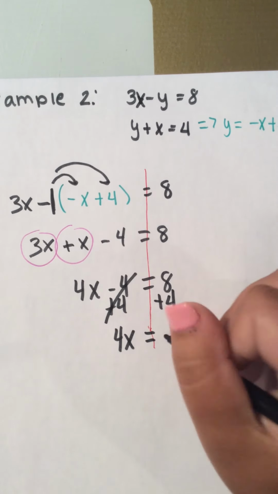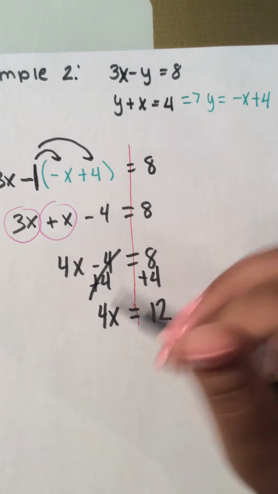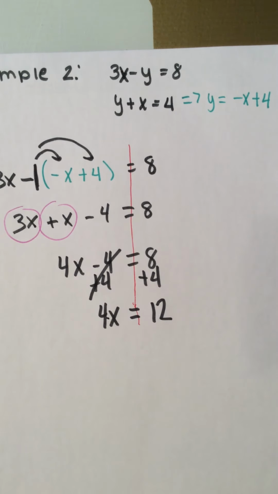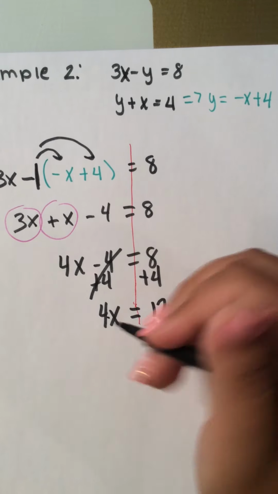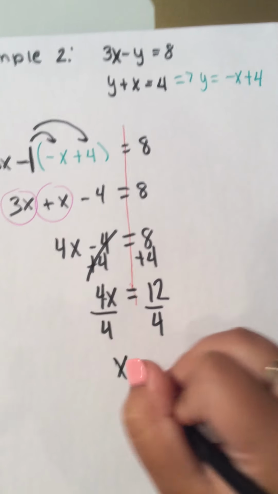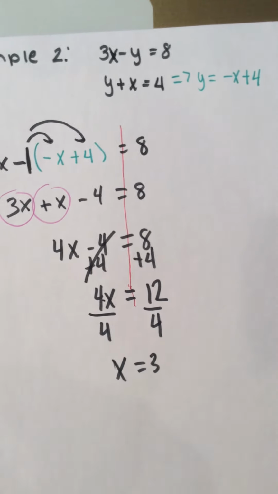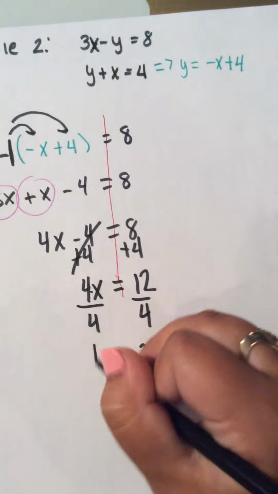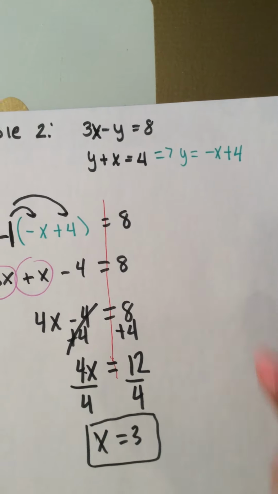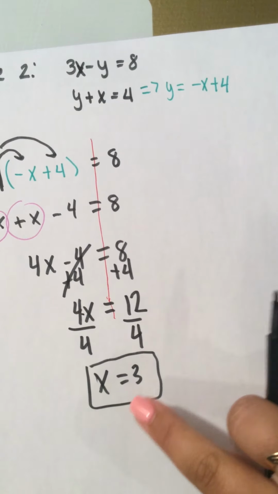So I'm going to have 4x equals 8 plus 4 is 12. And now 4 and x are actually being multiplied, so you can draw the little multiplication symbol in there. You don't have to if you don't want to. Divide by 4 on both sides. X equals 3. Oh, I'm sorry, I just hit the camera. X equals 3.